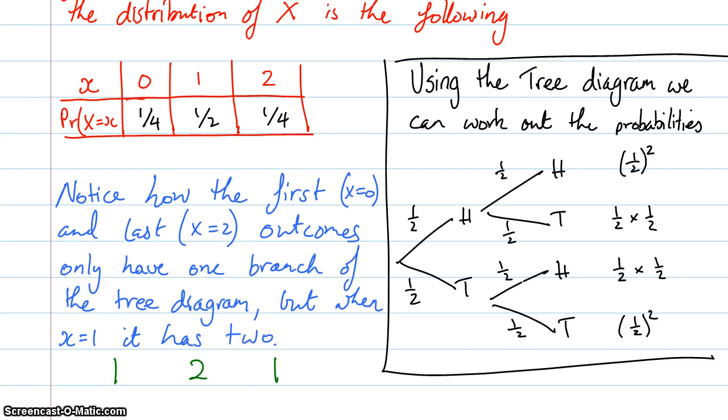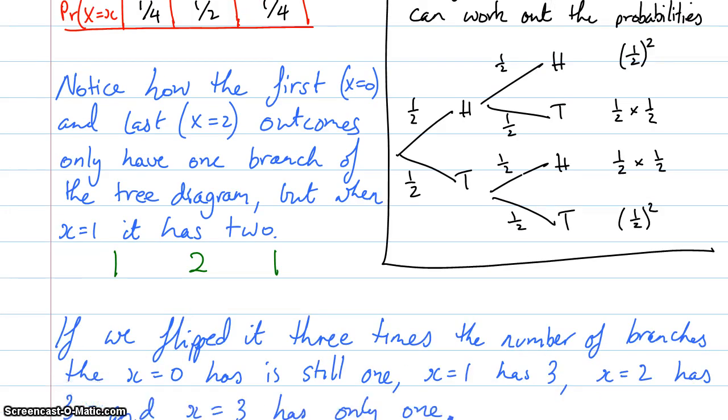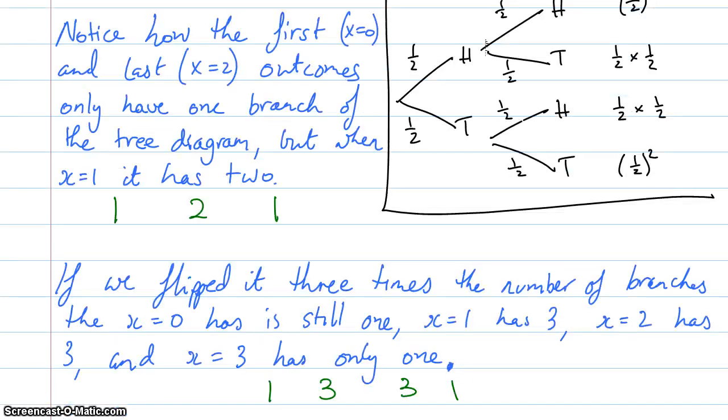If we flip the coin 3 times and still obtain the outcomes of tails, we'd have 0 tails, 1 tail, 2 tails, or now 3 tails. If we flipped it 3 times, the number of branches that x equals 0, so 0 tails, has would still be 1 because all heads. There's only one way that can happen. And x equals 3, as in 3 tails, that will still be 1. But then there'll be 3 options where x is 1, so where there's only 1 tail, and 3 options where there are 2 tails. So I guess it follows this pattern 1, 3, 3, 1.